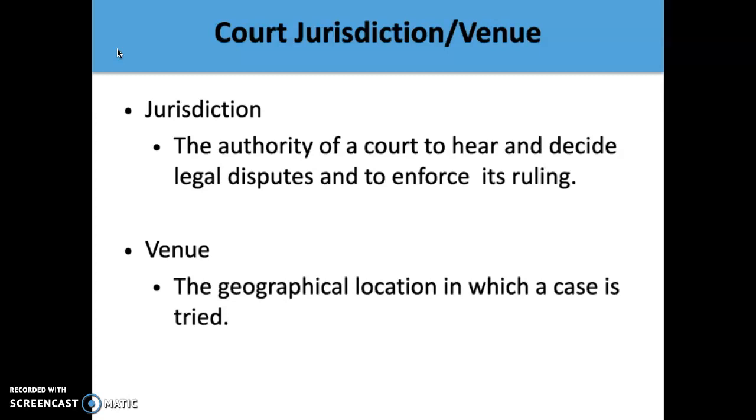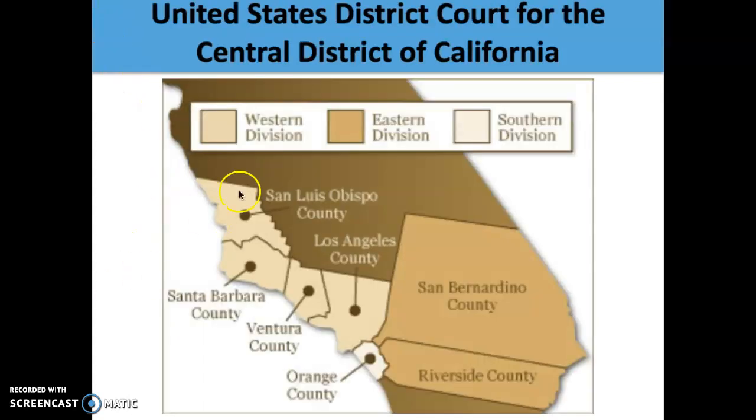Now, venue is going to be the location where a case is tried. So typically, the court that has venue to hear a case is going to be one in which the crime occurred, a geographical location. And I'll show you an example here using the federal court system.